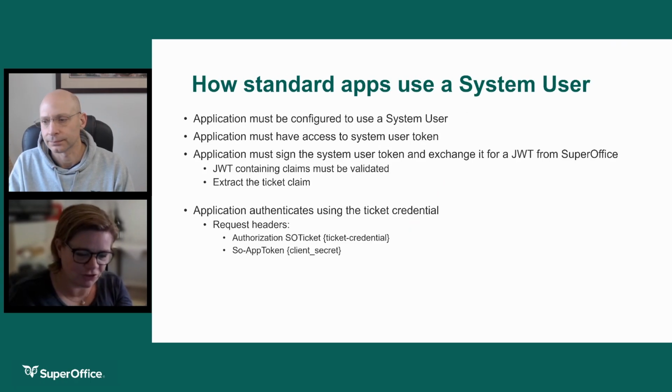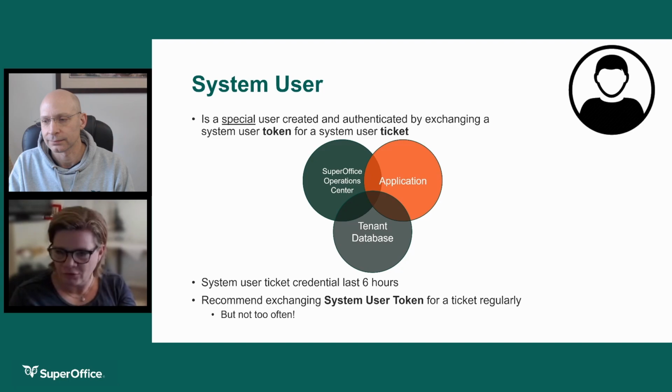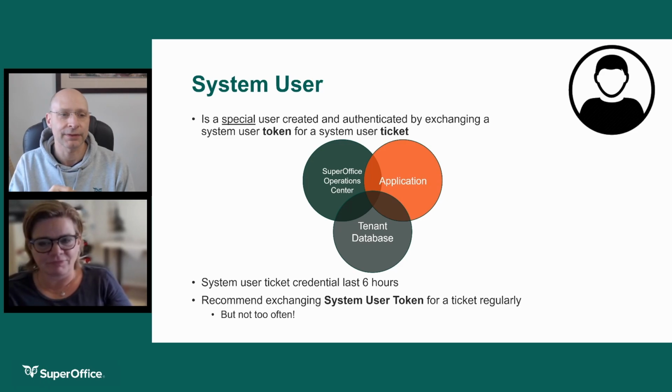So in general, the system user token lives forever, for as long as the app authorization is there, while the system user ticket you get when you exchange the system user token lasts for up to 6 hours. Right, that's a great clarification.